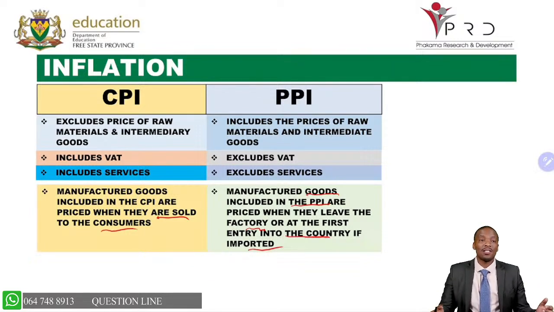So that is the cash. This one: final product, VAT is included, services are included, the final price. This other side: imports are recorded separately, as well as the price of those goods when they leave the factory. VAT is excluded, but we look at the price of raw material. So that is the difference, therefore. If we ask you to distinguish between CPI and PPI, you can write it in table form. It will still get you full marks.